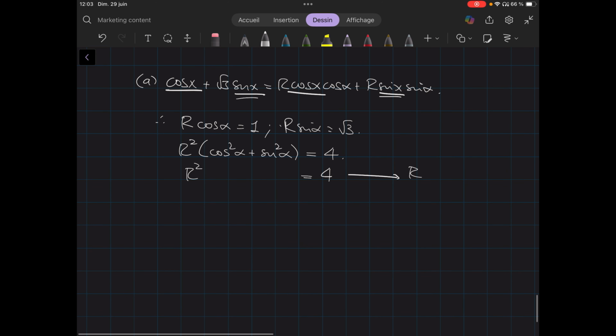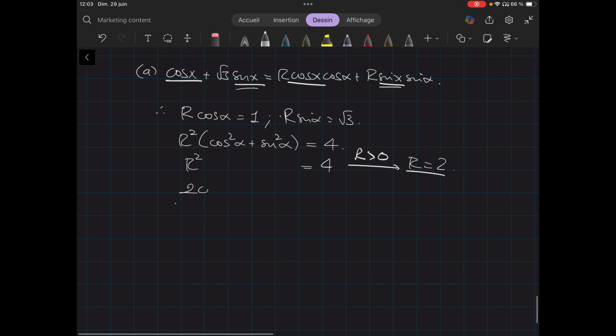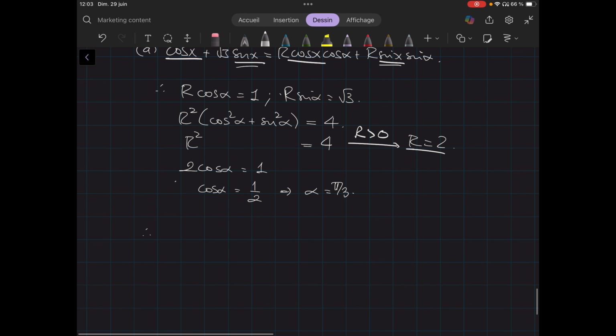Since r is positive, r is equal to 2. 2 cos of alpha is equal to 1. Cos of alpha is equal to 1 by 2. So alpha is going to be pi by 3. Therefore, cos of x plus root 3 sine of x is equal to 2 cos of x minus pi by 3.